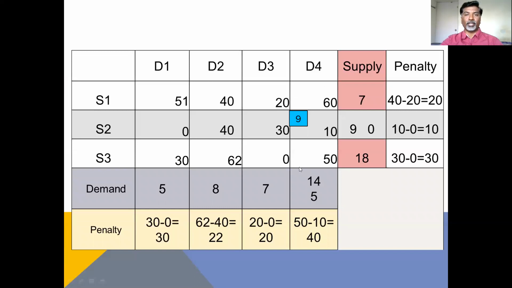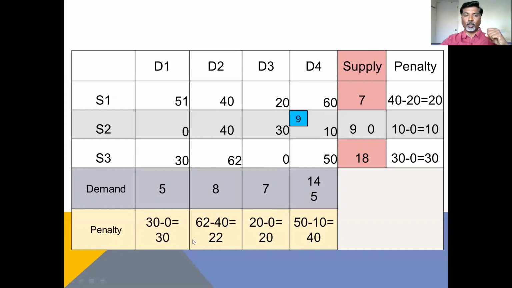Likewise, we have to calculate penalty values for each column also. Here the minimum value is 0 and the next minimum is 30, so 30 minus 0 is 30. In this column, the minimum value is 40. We treat these 40s as a single value, 40, and the next minimum value is 62, so 62 minus 40 is 22. Here the minimum is 0 and the next minimum is 20, so 20 minus 0 is 20. Here the minimum is 10 and the next minimum is 50, so 50 minus 10 is 40.